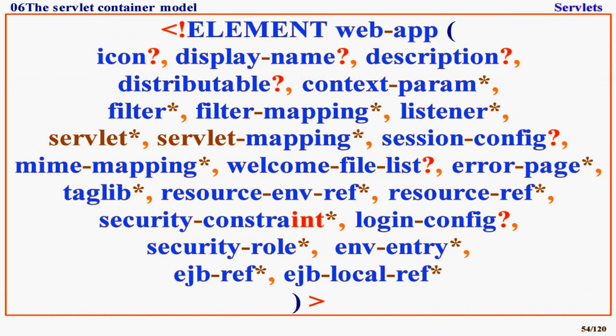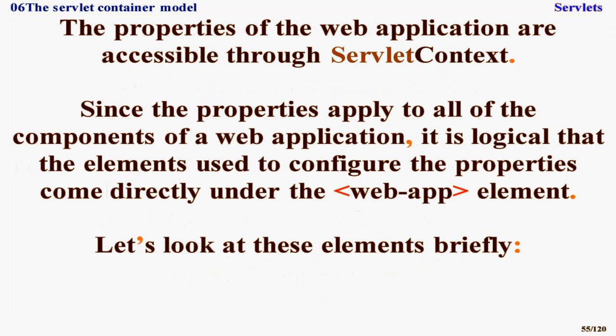Element web-app: icon, display-name, description, distributable, context-param, filter, filter-mapping, listener, servlet, servlet-mapping, session-config, mime-mapping, welcome-file-list, error-page, taglib, resource-env-ref, resource-ref, security-constraint, login-config, security-role, env-entry, ejb-ref, ejb-local-ref. The properties of the web application are accessible through ServletContext.